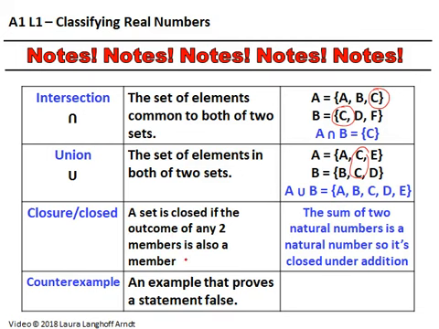Okay, a closed set. A set is closed if the outcome of any 2 members is also a member. For example, the sum of 2 natural numbers, those are the counting numbers, remember. The sum, adding, of 2 natural numbers is a natural number, so it is closed under addition. No matter which 2 numbers you pick, if you add them together, you're going to get a natural number. So they call that closed. Now, sometimes they are not closed. And if they are not closed, you provide a counterexample. And that is just an example that proves a statement false. We will see that in just a moment.